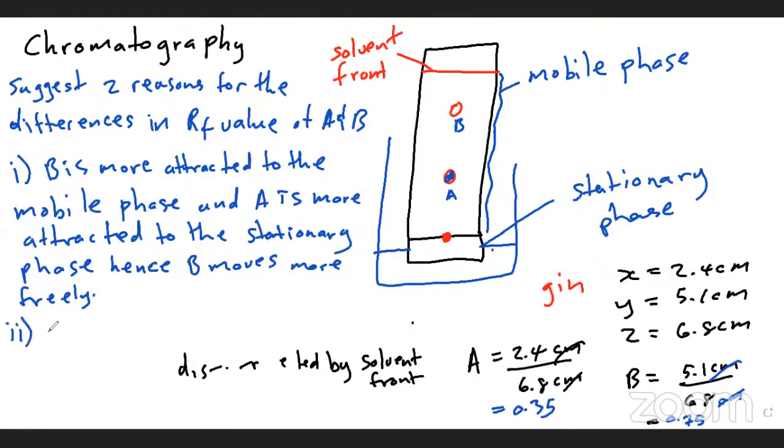Secondly, B has groups with similar polarity.